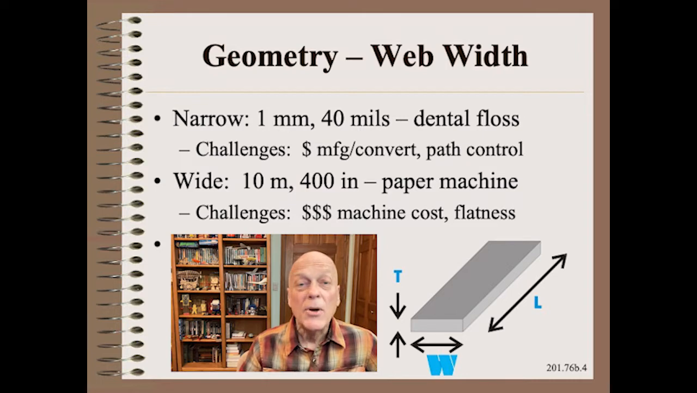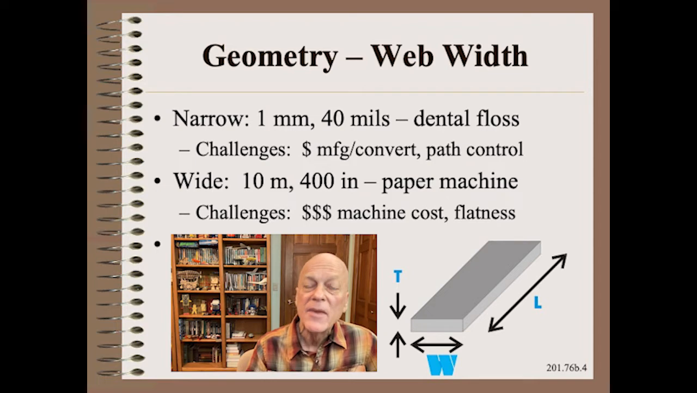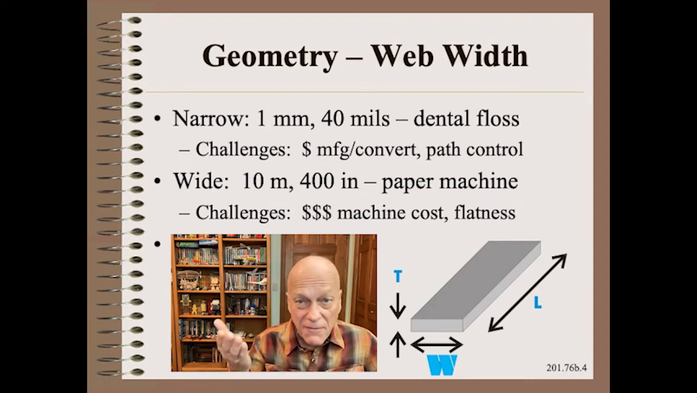An example of a narrow web might be 1 millimeter or 40 mil wide dental floss. Products narrower than that are called strings or wires. Narrow web challenges include tension control because the forces are so small, and path control because there is small or even negligible in-plane bending stiffness.